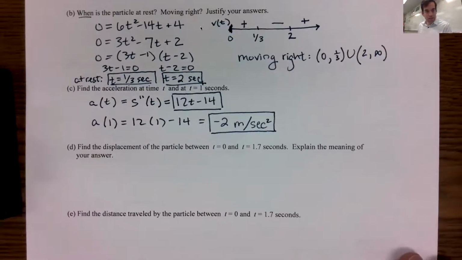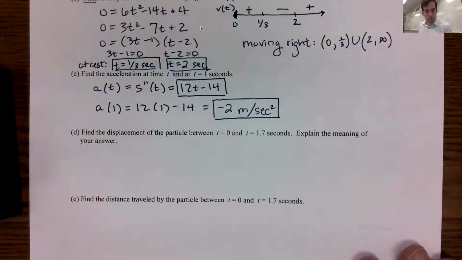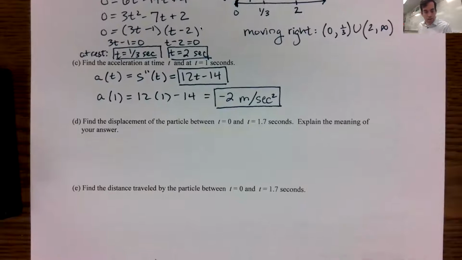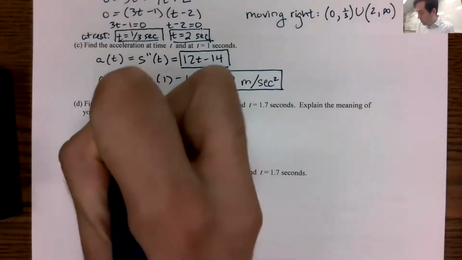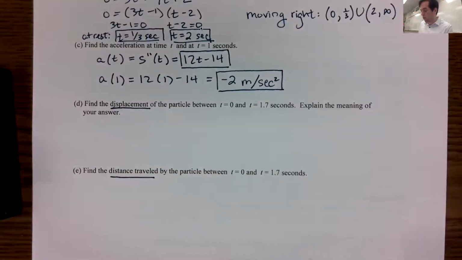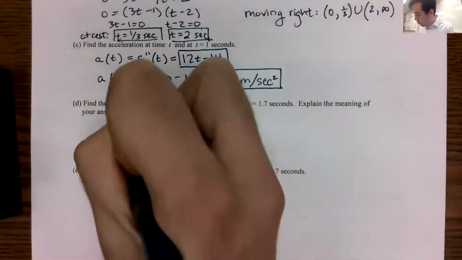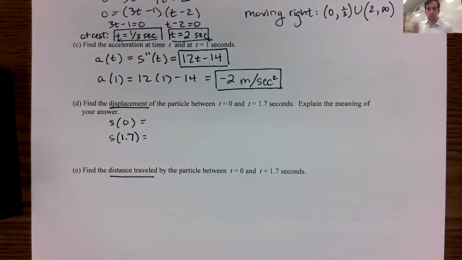Letter D, find the displacement of the particle between t equals 0 and t equals 1.7 seconds. Explain the meaning of your answer. And this goes hand in hand with letter E. So we're going to talk about displacement versus distance traveled between 0 and 1.7. Let's start with displacement. Displacement just means what's the position at 0, what's the position at 1.7, and what's the difference between those two positions. That's like from point A to point B, how much distance is between those 2 points. That's how much it was displaced from the original.